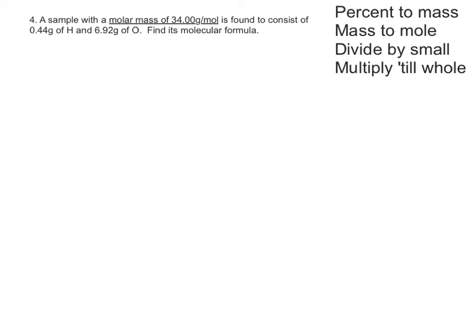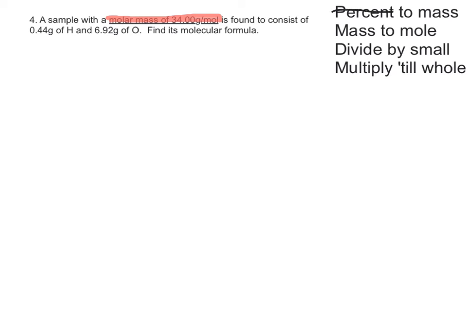All right, let's see how we did. So number 4 says, a sample with a molar mass of 34 grams per mole is found to consist of 0.44 grams of hydrogen and 6.92 grams of oxygen. Find its molecular formula. So again, I just want to point out to you that the molar mass was given to us. So we know that we're going to use this later on to figure out our factor that we're going to multiply by, our X factor. So we're going to start off the same way, finding our empirical formula using our POEM: percent to mass, mass to mole, divide by small, multiply till whole.